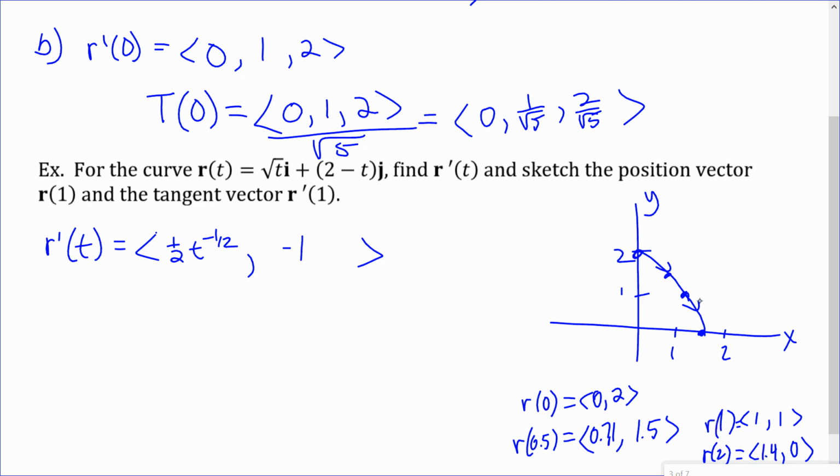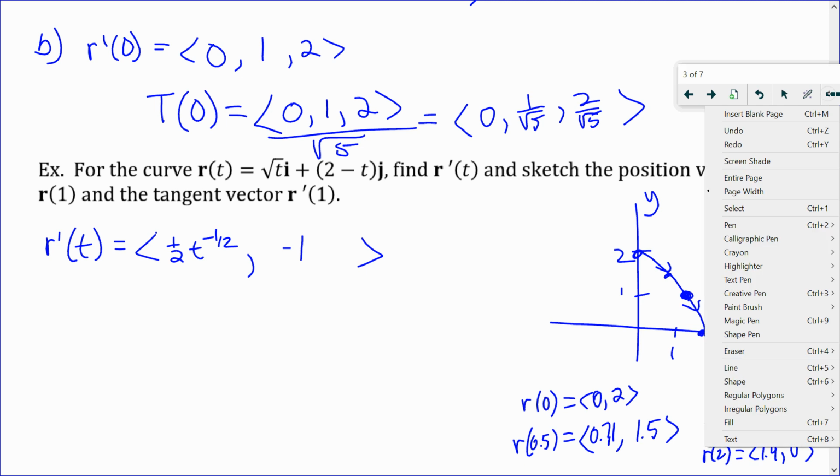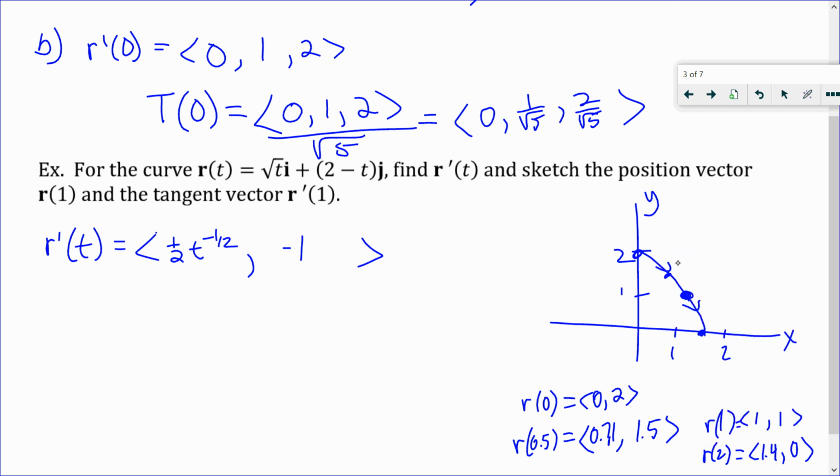All right. So I am trying to draw the position vector r of 1. So when I plugged in 1, I got this point right here. So my position vector for r of 1 would be a vector, I have to draw the vector 1, 1. So that would be me coming from here and going to there. So that would be r of 1. That would be my position vector when t is 1.